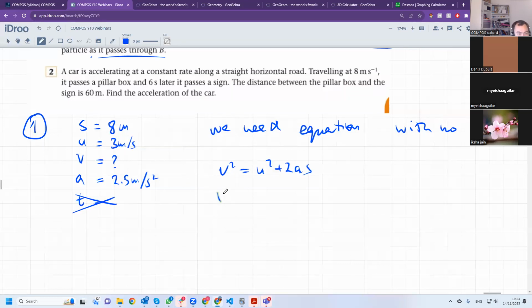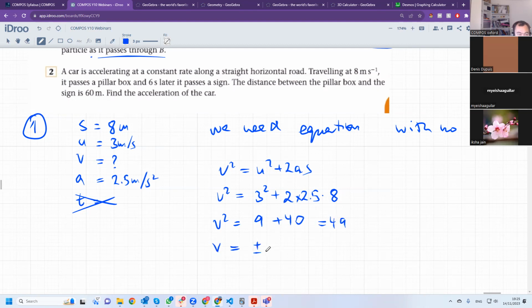So v squared is equal to u, which is 3 squared, plus 2 multiplied by 2.5 multiplied by s, which is 8. So v squared is equal to 9 plus 2.5 times 8, that's plus 40. That's 49. So v is equal to plus or minus the square root of 49, which is plus or minus 7 meters per second.